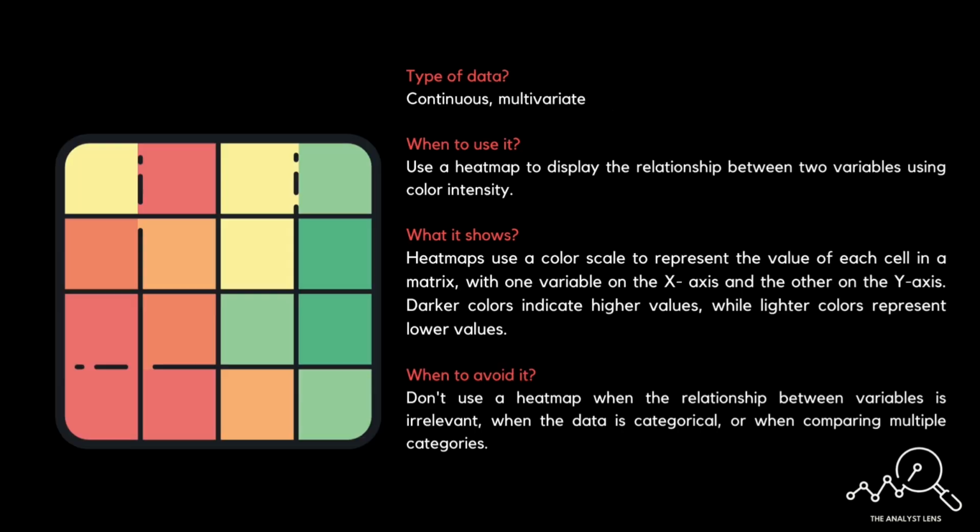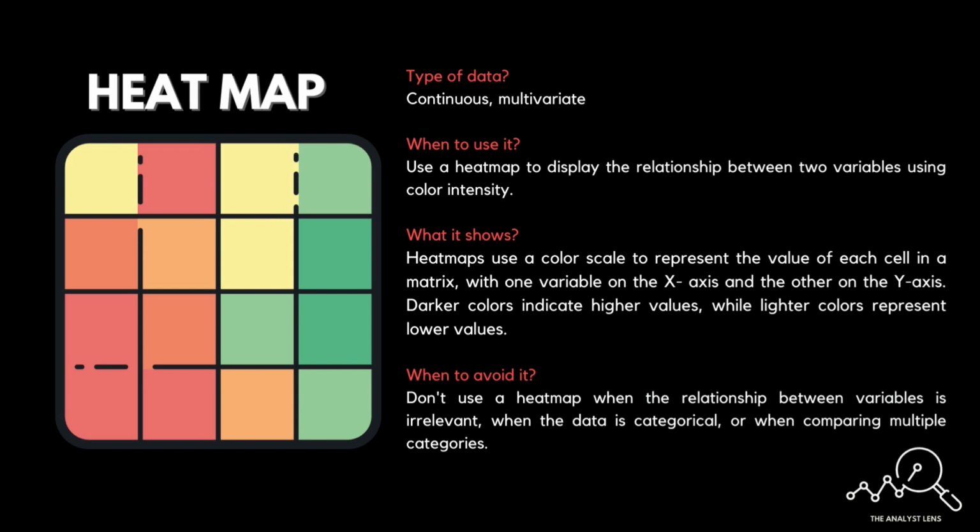Moving forward, we have the heat map. The type of data used should be continuous and multivariate. Use a heat map to display the relationship between two variables using color intensity. Heat maps use a color scale to represent the value of each cell in a matrix, with one variable on the x-axis and the other variable on the y-axis.